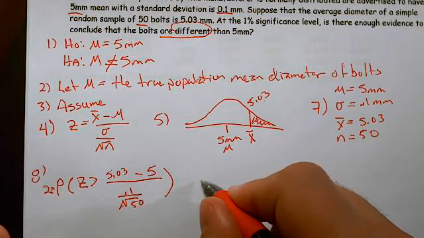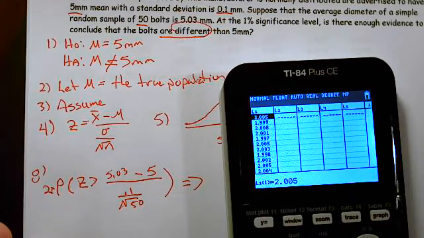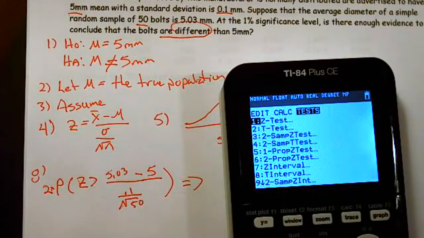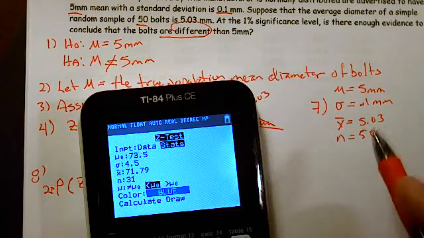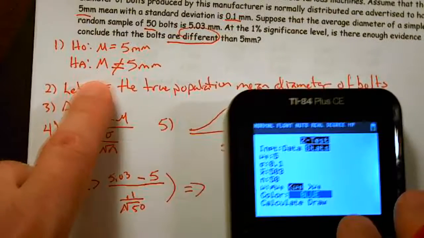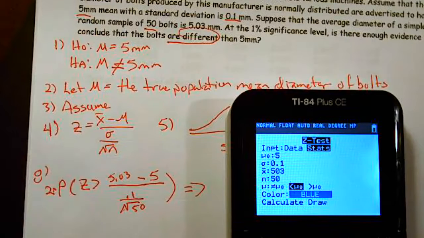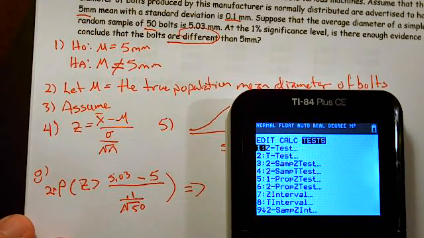Number 9 says we're going to calculate our z-score. I'm going to do that by going to stat, test. Number 1 happens to be Z-Test, and that's what I want. The first thing it asked for was my mean, which was 5. My standard deviation is 0.1. My x bar is 5.03. And my n happens to be 50. Now, what did we use? We used not equal to as our alternative, so that's what we're going to plug in. Make sure that's highlighted. When we do that, I have an error.